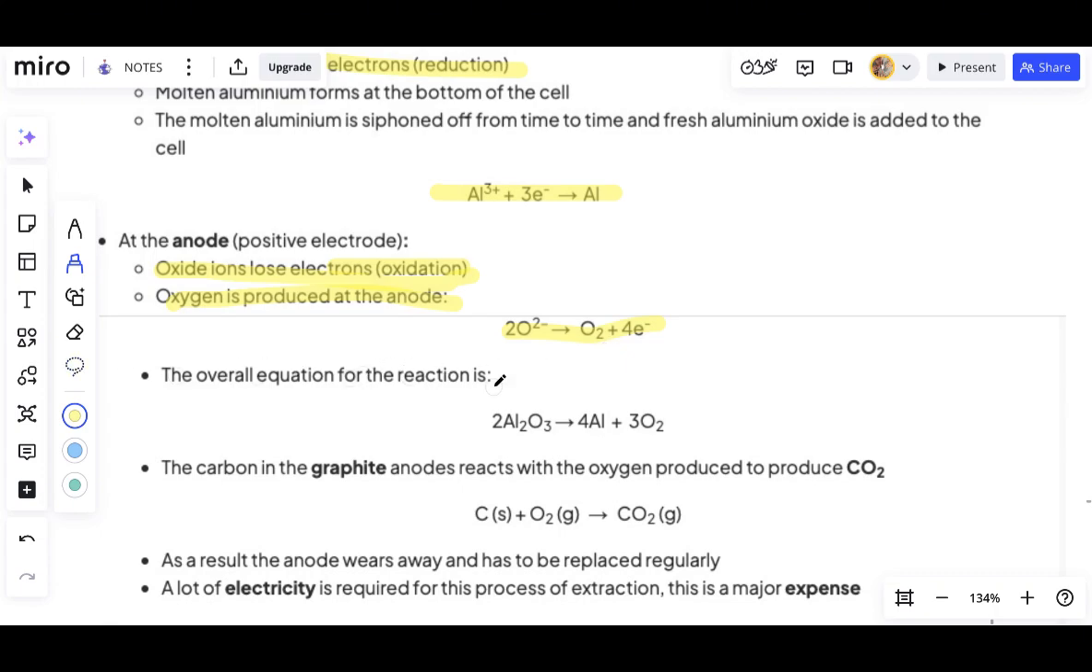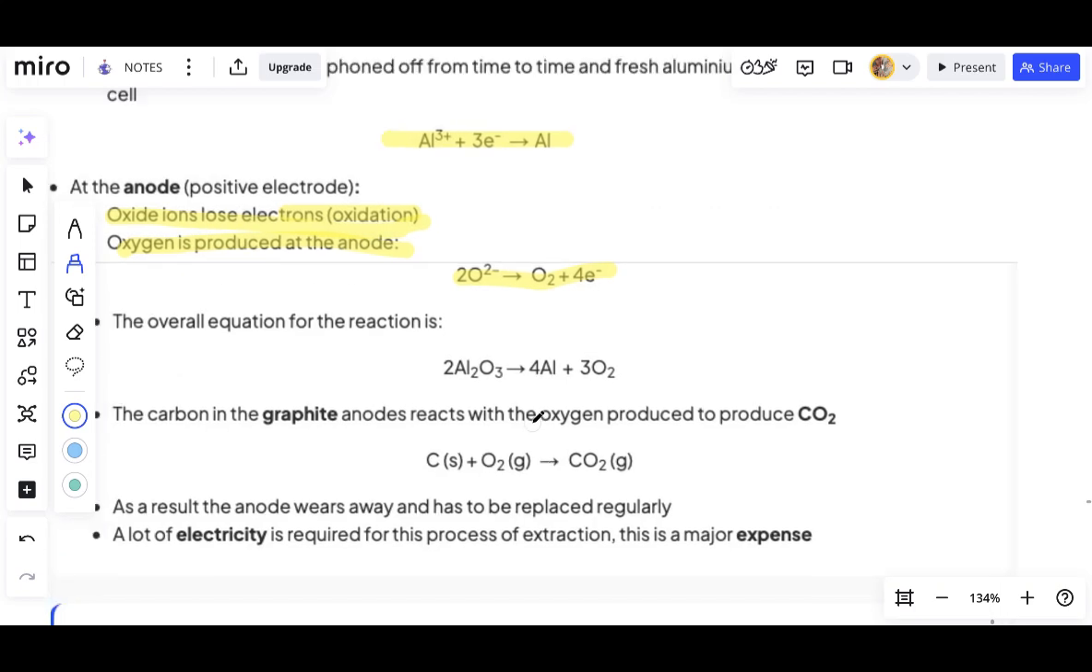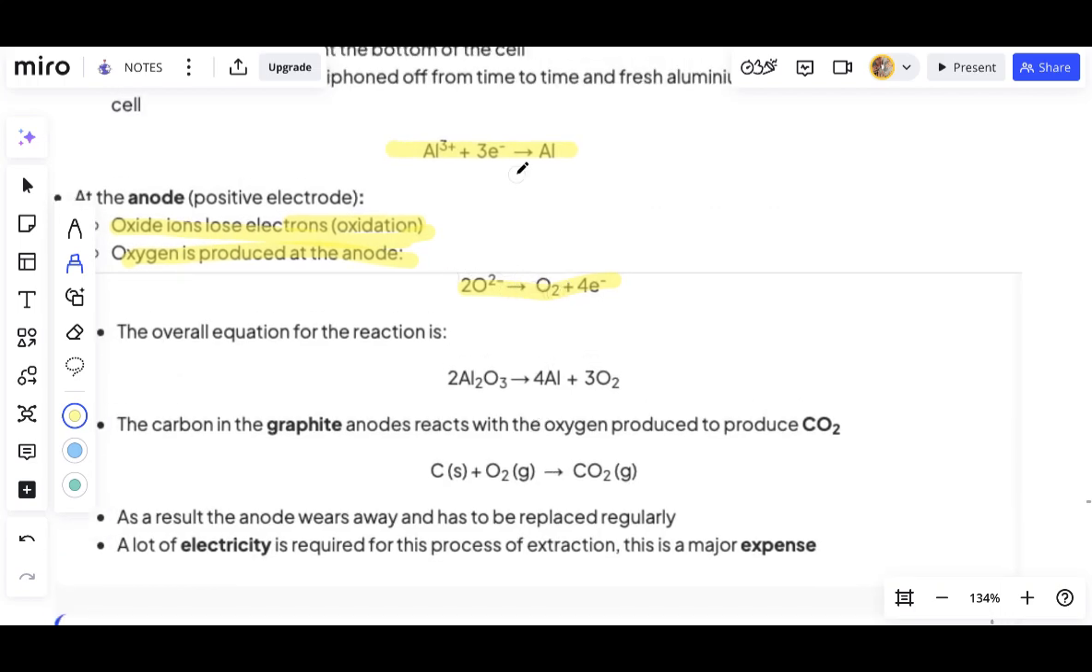Okay. Now the overall equation for the reaction is this. These are half equations. If they ask you, an extended student for Cambridge IGCSE should be able to give these two half equations: what is happening at the cathode and what is happening at the anode. Aluminium and oxygen gas are produced.